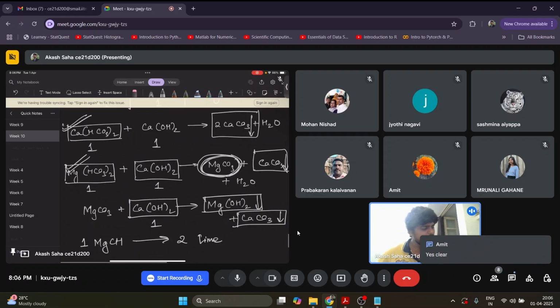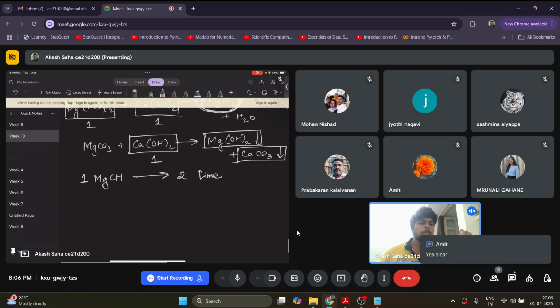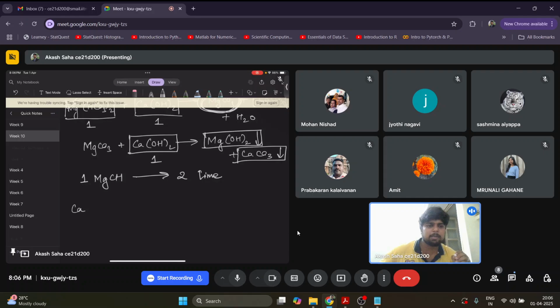Okay, then we will see calcium non-carbonate hardness. Can you give an example of calcium non-carbonate hardness? Any compound? So Ca, what can be the other part? CaCl2. It cannot be CaCl. It can be CaCl2, or CaSO4 or Ca(NO3)2. Anything can be there. So let's say CaSO4 I am taking.